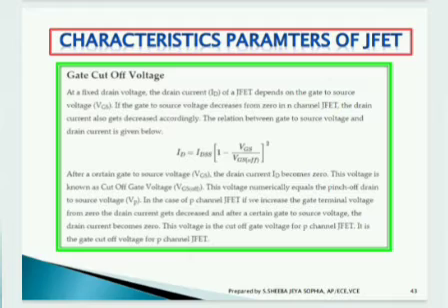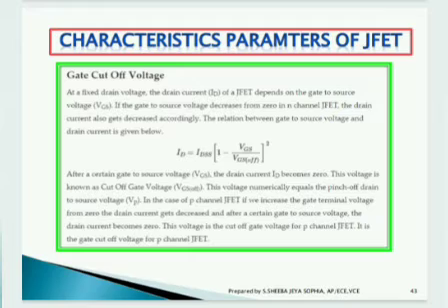So gate cutoff voltage: at a fixed drain voltage, the drain current of a JFET depends on the gate to source voltage. If this gate to source voltage decreases from 0 in an N-channel JFET, the drain current also decreases accordingly. The relationship between gate to source voltage and drain current is given as ID is equal to IDSS into (1 minus VGS divided by VGS off) the whole square. After a certain gate to source voltage, the drain current becomes 0 and this voltage is known as the cutoff gate voltage, VGS off.